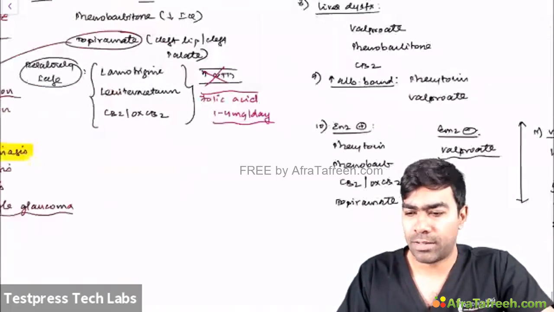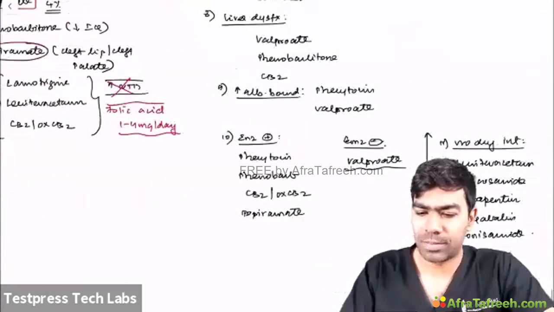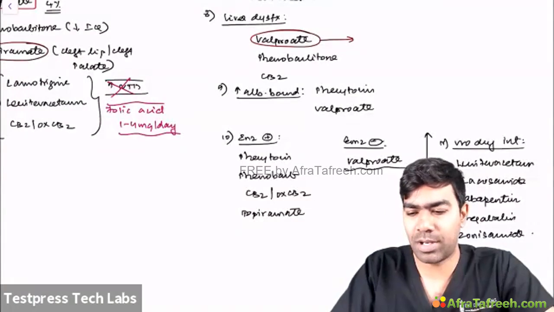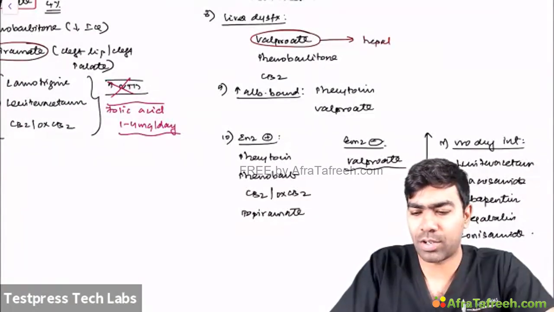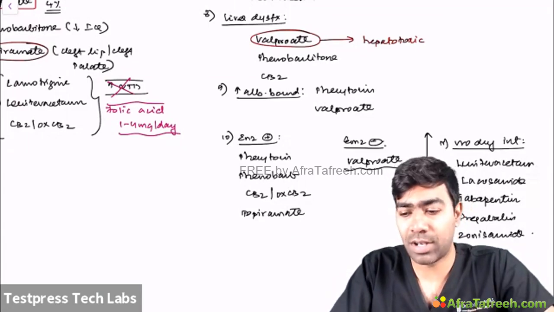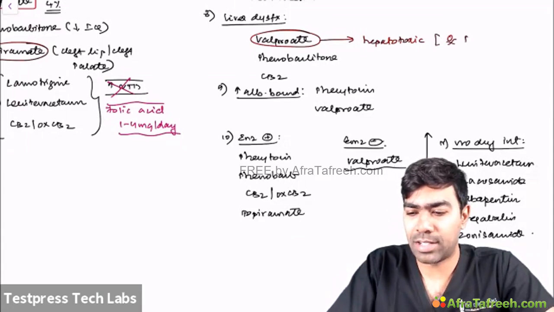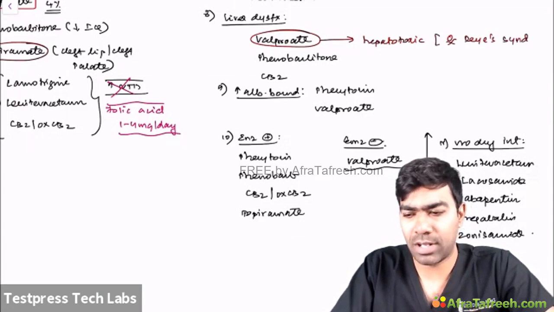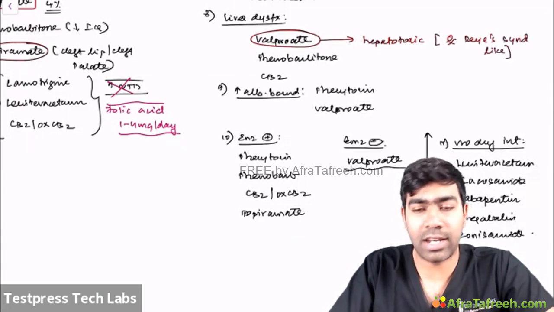And as far as valproate is concerned, as I told you in the liver dysfunction, valproate is something that is highly hepatotoxic. It can cause hepatic steatosis, acute liver failure, and it can even precipitate a Reye's syndrome-like picture. If you have studied in liver, what do you mean by Reye's syndrome? They can even come like a Reye's syndrome-like picture.